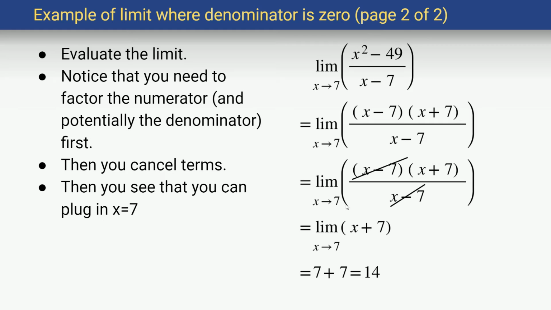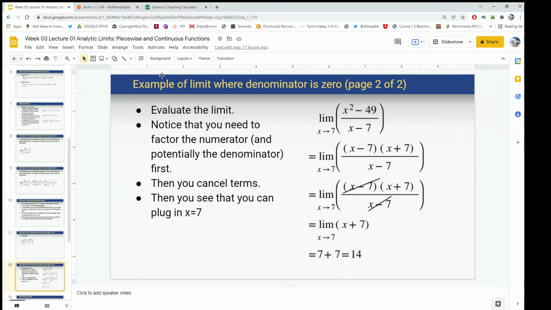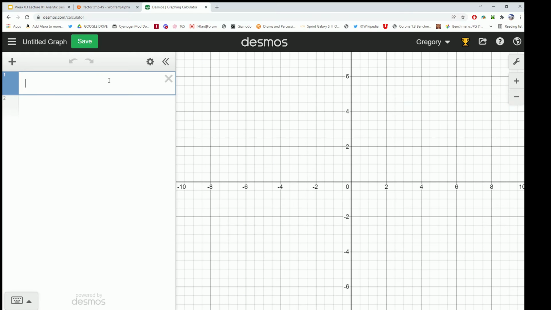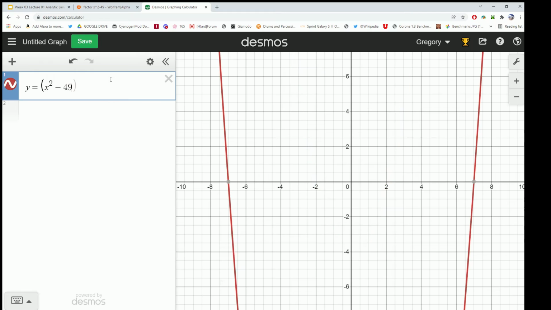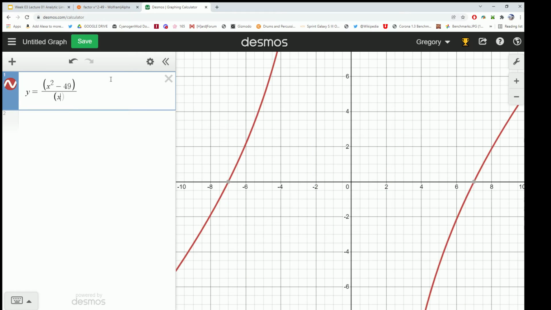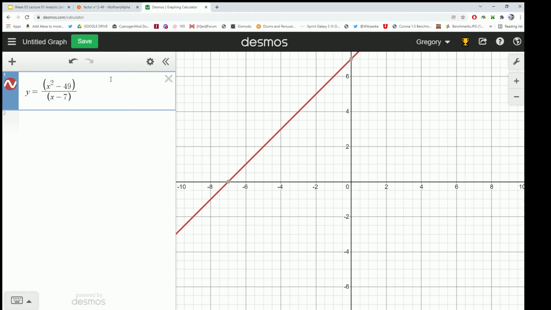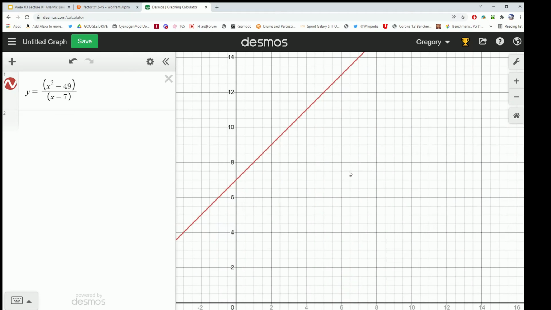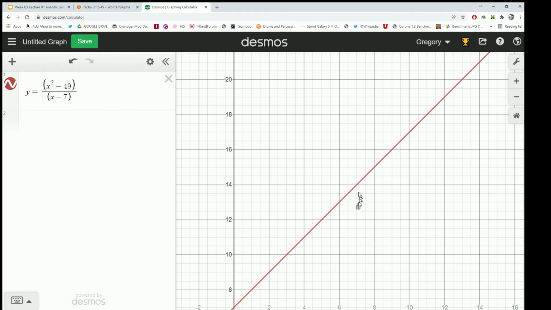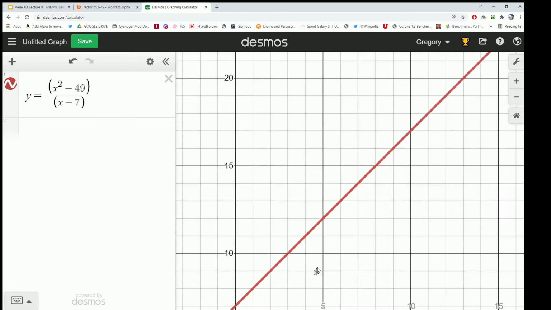Well, the reason it works is if we look at the graph here, in Desmos, if I were to make a graph, we've talked about Desmos before. So if I go x squared minus 49 divided by x minus 7, you'll notice that that just looks like a straight line. And if we go to, I guess, 7 comma 14 is where we would need to look. Kind of hard to see on there, right? I think you can kind of see that that's going to be 7, 14. Can I make that bigger?